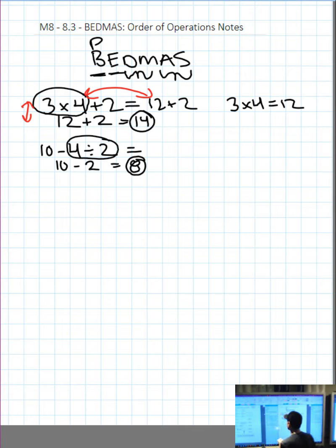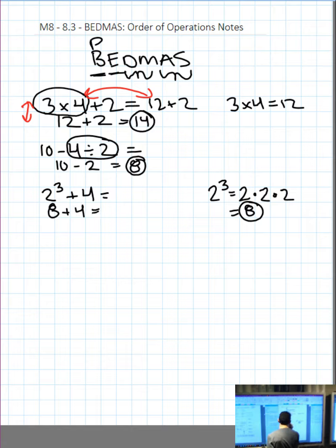Eventually, we don't need to do the stuff off to the right. And having the stuff off to the right is a nice, easy look at for the stuff that we need to work on. 2 cubed is 8 plus 4. 8 plus 4 is equal to 12. Circle my answer. Type in the calculator. 2 cubed plus 4 equals 12.